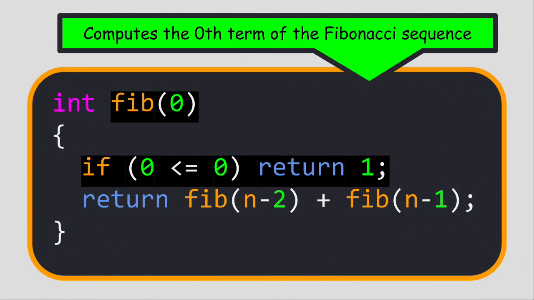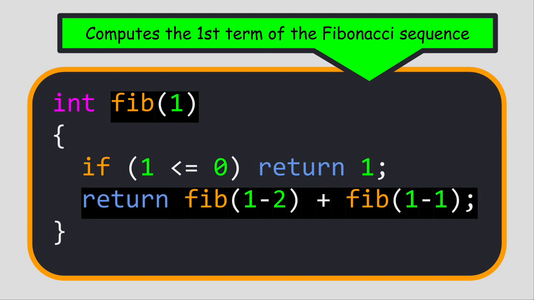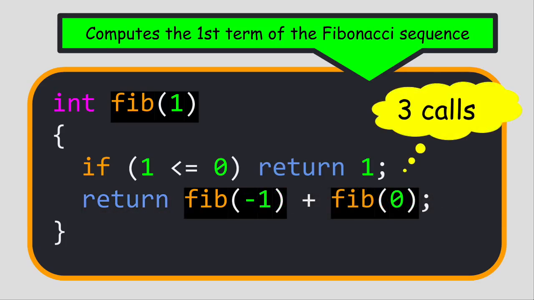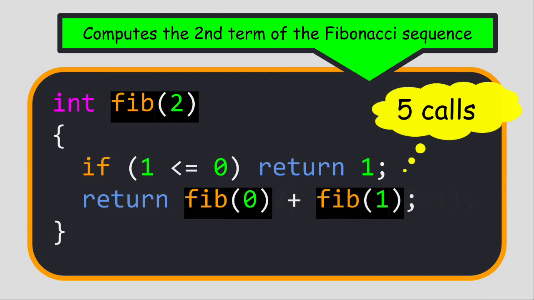If you want to compute the 0th term of the Fibonacci sequence, only one function call will be made since you are immediately exiting the function through the base case. If you want to compute the first term of the Fibonacci sequence, you will make a total of 3 calls to the function since you would enter the recursive case, which calls the function twice. If you want to compute the second term in the Fibonacci sequence, you would call the function 5 times.